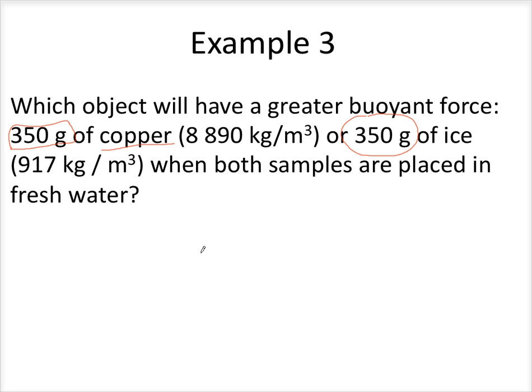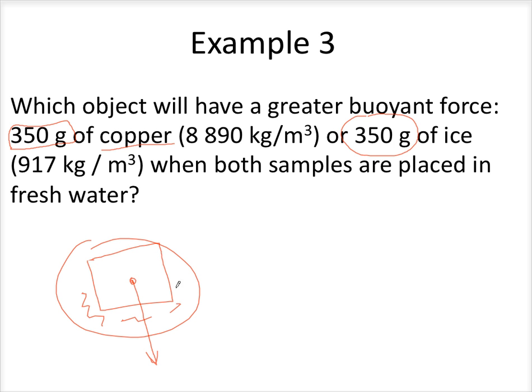The natural thinking is, well, copper is heavier, so therefore it will have greater buoyant force. But that's a trick question, because copper will definitely sink. So the whole thing will be in H2O, in water. Ice, however, will only be partially in water. So the entire amount of ice is not going to displace the entire amount of water. So that's one way of thinking.